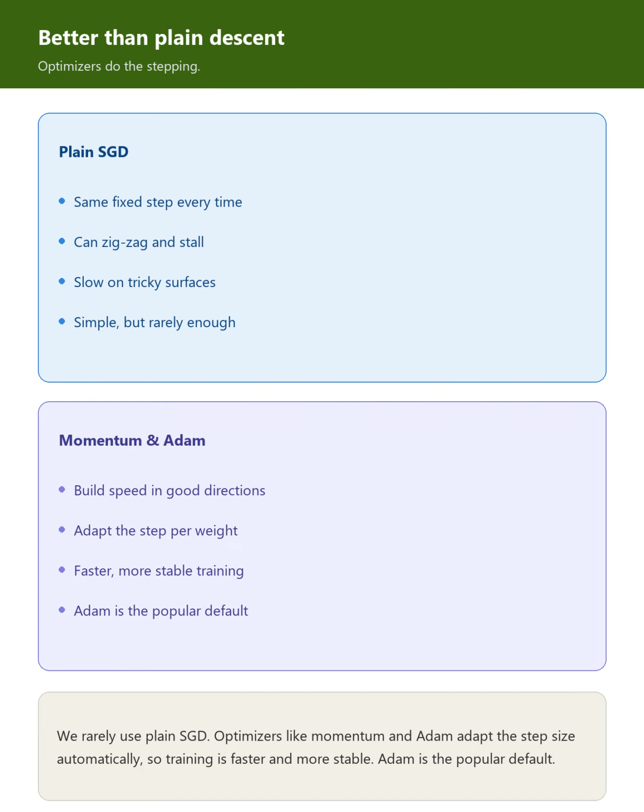We rarely use plain gradient descent. Optimizers like SGD with momentum, and Adam, adapt the step size automatically, so training is faster and more stable. Adam is the popular default you will see almost everywhere.